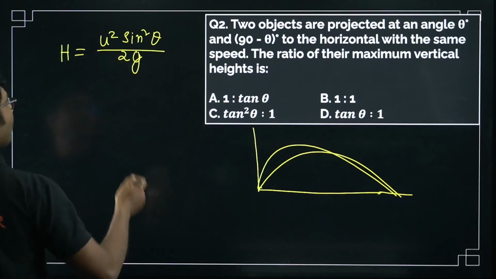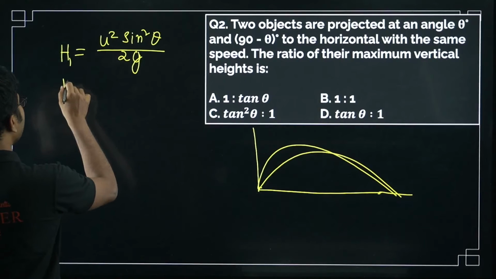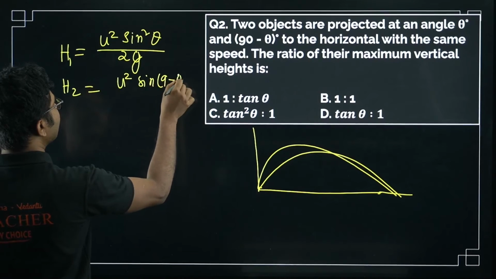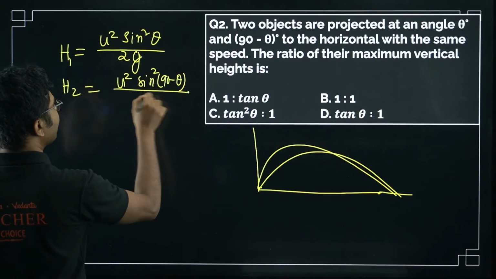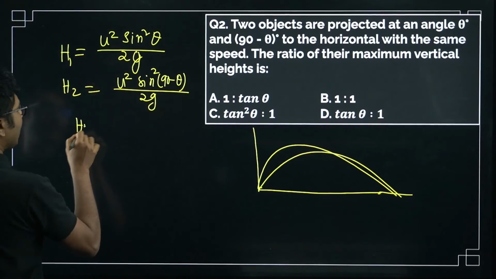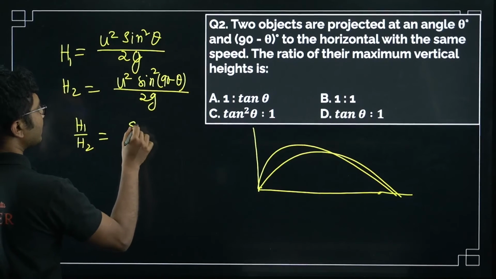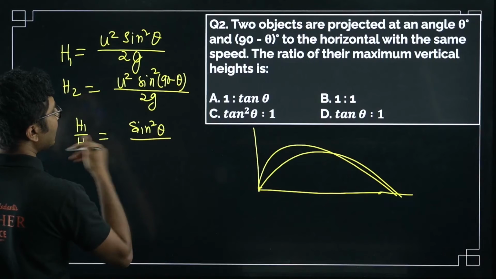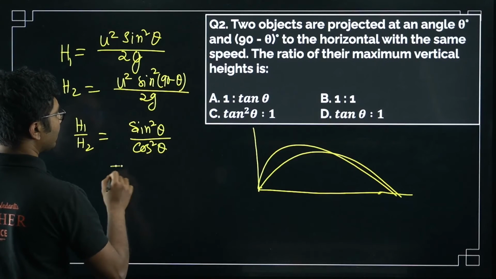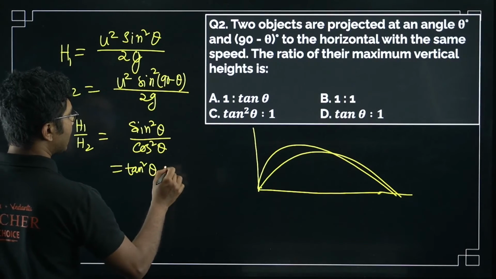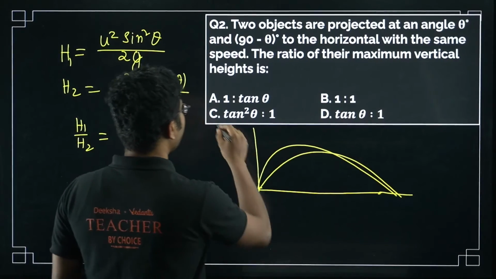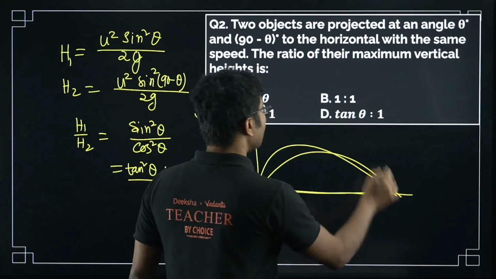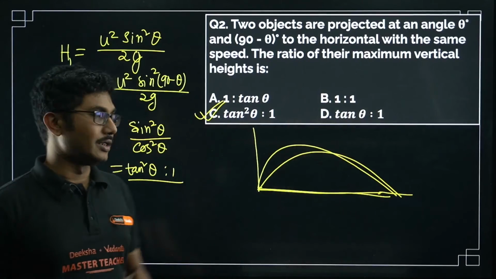Now the first one is projected with theta, so this is h1, and h2 is the same formula, u square sine square of (90 minus theta) by 2g. If you divide, you will get h1 by h2 equals sine square theta divided by cos square theta, which is tan square theta. So the ratio will be tan square theta is to 1. So the correct answer is option C. Not 1:1. 1:1 will be for the range. For complementary angles, the range will be the same, not the height.